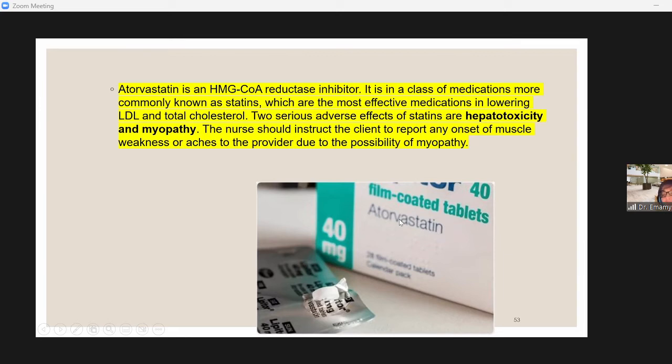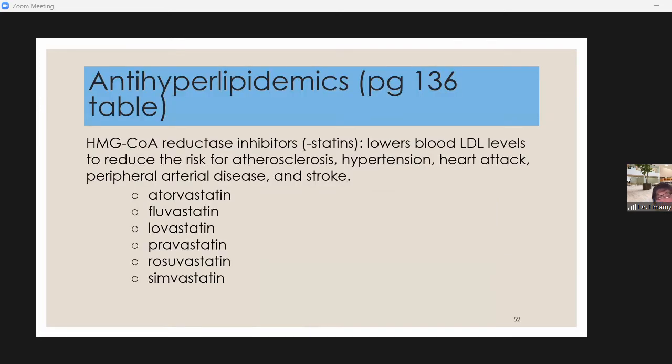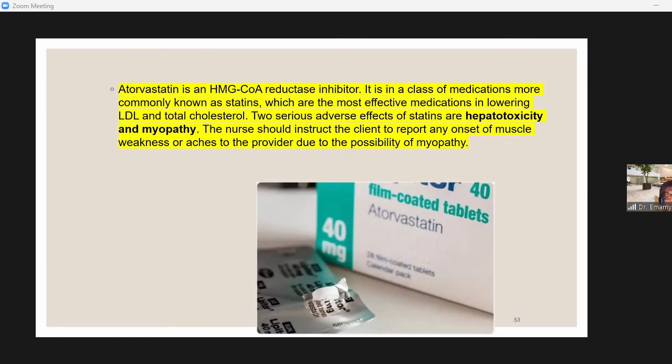Statins are a lot of times subject for question. So let's do a quick review for side effects and adverse effects. Statins like atorvastatin, simvastatin, lovastatin, you don't give them during the pregnancy. Two important adverse effects, myopathy and hepatotoxicity.